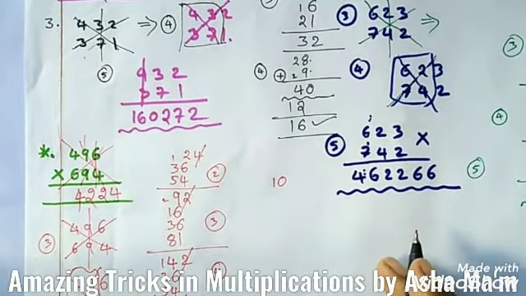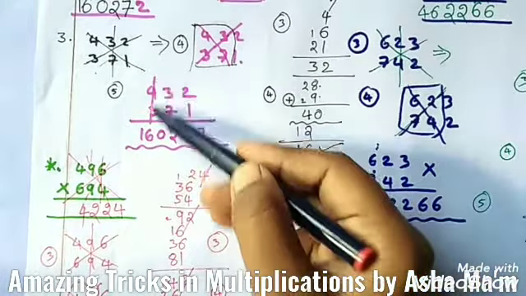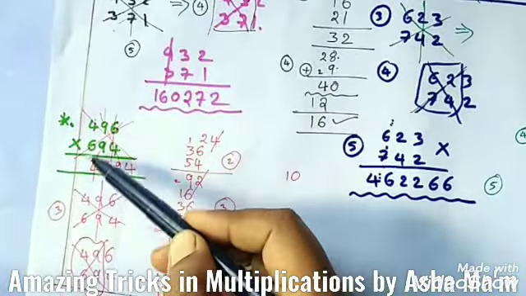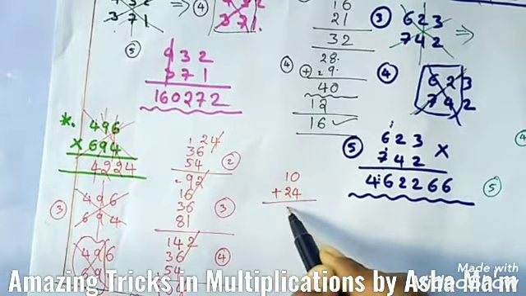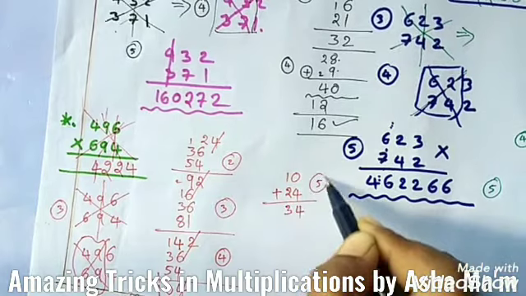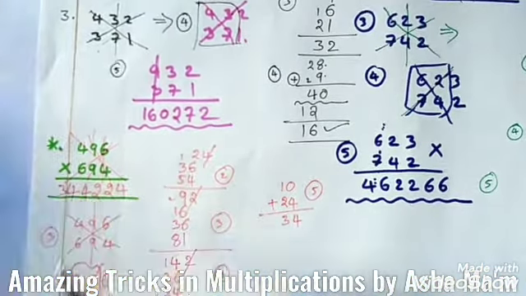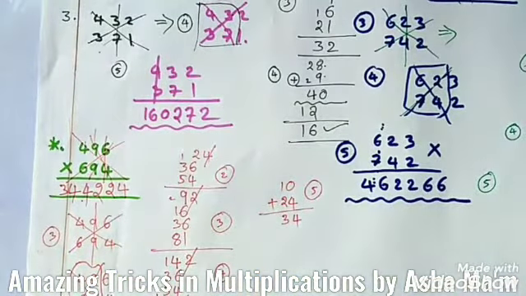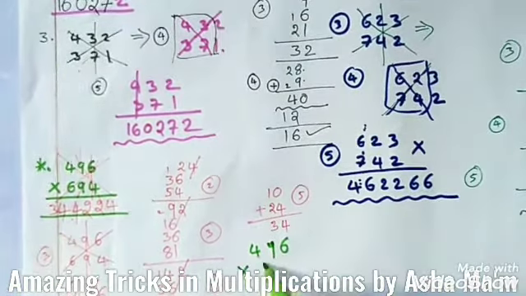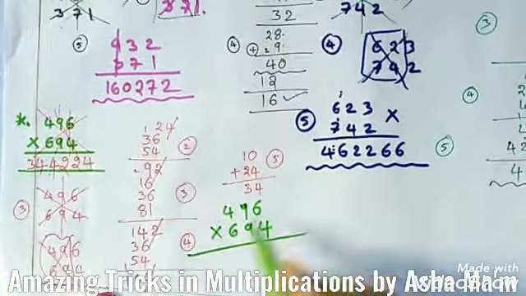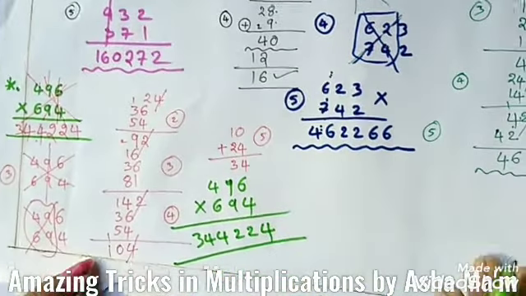And coming to step number 5, the last step, what you have to do is multiply the first two numbers. So 4 6s are 24. This 24 you should write directly here. 10 plus 24, that is 34. This is step number 5. So the 34 you should write here directly. So students, the answer is, if you multiply 496 into 694, then 344224. Right, this is the answer.